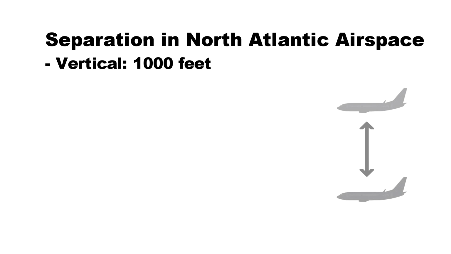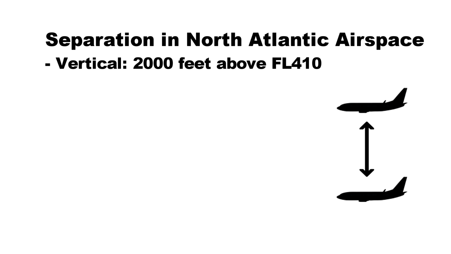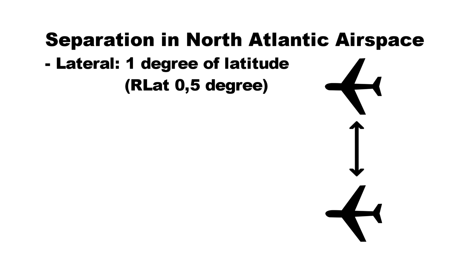First of all, vertically, there's always 1,000 feet separation for aircraft flying between flight level 60 and 280, and also aircraft flying in RVSM airspace, so between flight level 290 and 410. Any aircraft above flight level 410 is separated by 2,000 feet. Now laterally, aircraft are separated by 1 degree of latitude. So 1 degree latitude is kind of like the axis of the wings. So the aircraft flying next to you is 1 degree of latitude away from you.